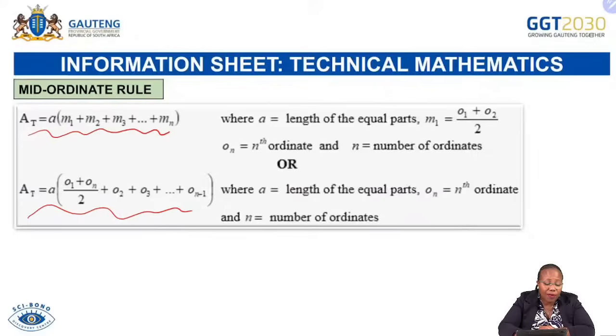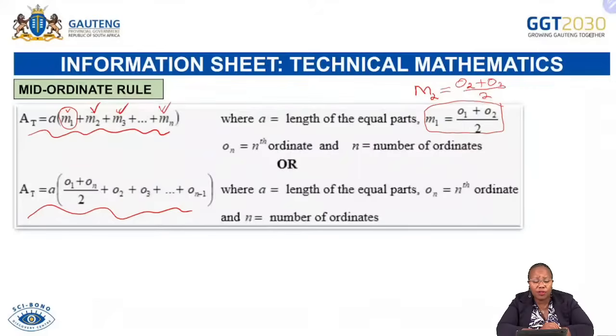Take note, grade 12, that all these m's that you see there, 1m there stands for ordinate 1 plus ordinate 2 over 2. So there's no value that we can just substitute there. You need to take your ordinates and calculate them. And then for the second one, for example, if I'm looking at m2 there, that means I am looking at ordinate 2 plus ordinate 3 over 2, continuously, when you are substituting up to your last ordinate there.